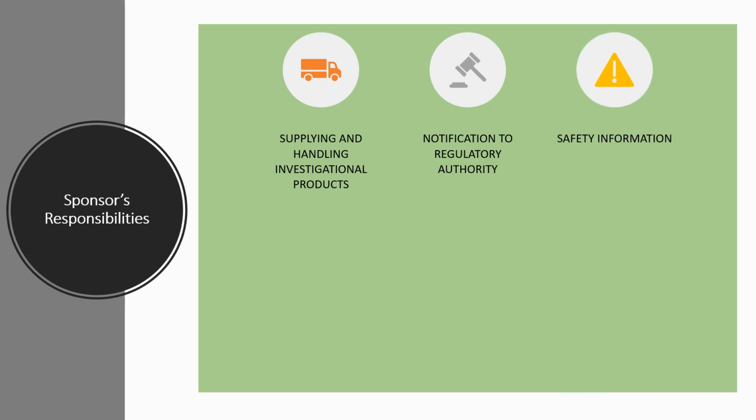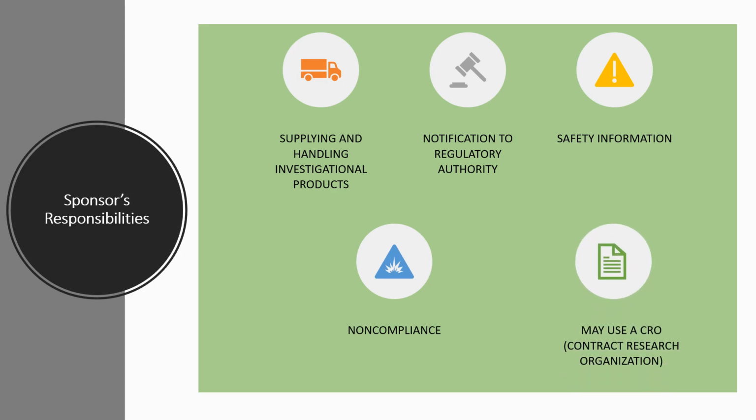Safety information. The sponsor should promptly notify all concerned authorities of findings that could adversely affect the safety of a subject or impact the conduct of the trial. Non-compliance. Non-compliance with the protocol, SOP, GCP, or applicable regulatory requirement by an investigator or institution or by a member of the sponsor's staff should lead to prompt action by the sponsor to secure compliance. A sponsor may use a CRO or contract research organization for any of the above responsibilities.